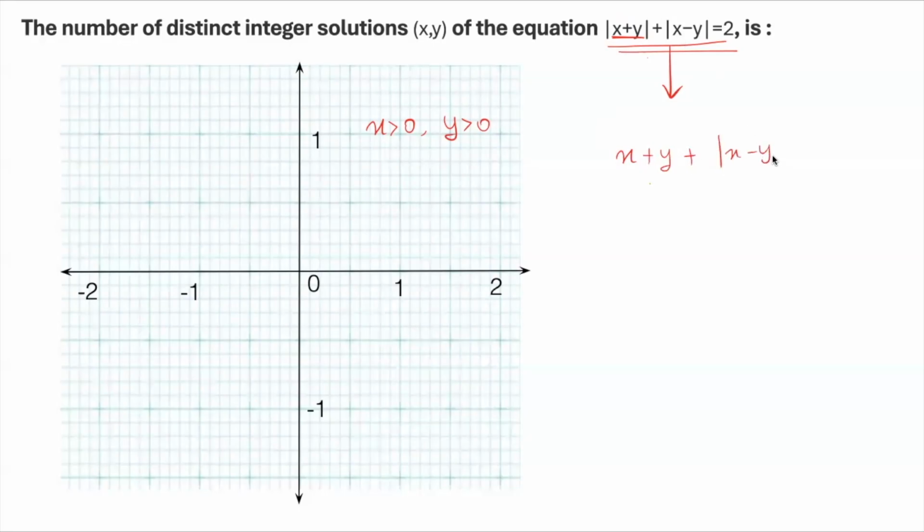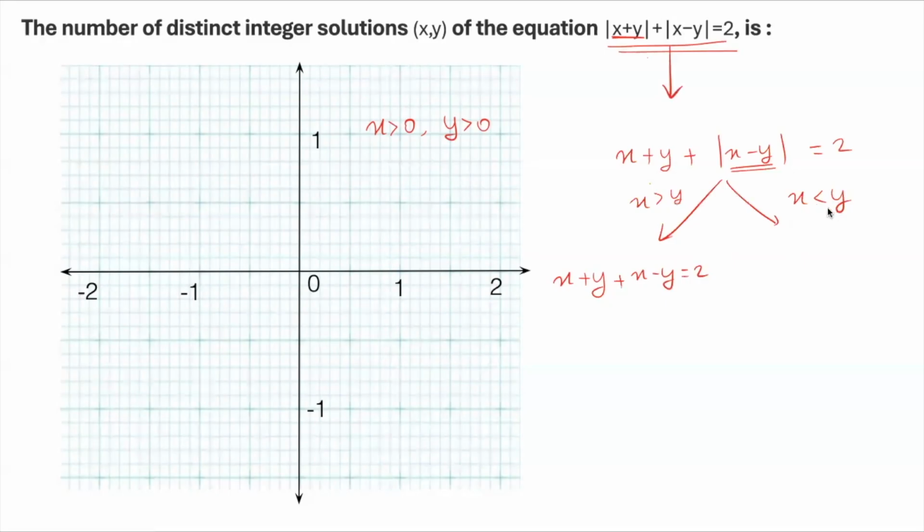Now mod of x minus y will depend on whether x is more than y or x is less than y. So I will now take two cases. The first case is when x is greater than y, and the second case is when x is less than y. When x is greater than y, mod of x minus y will be x minus y only, because x minus y will be positive. So this equation will become x plus y plus x minus y is equal to 2.